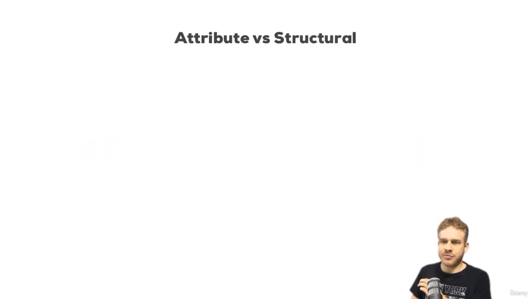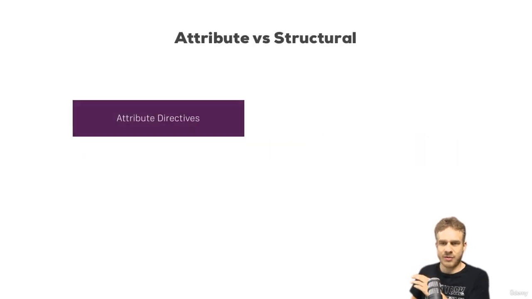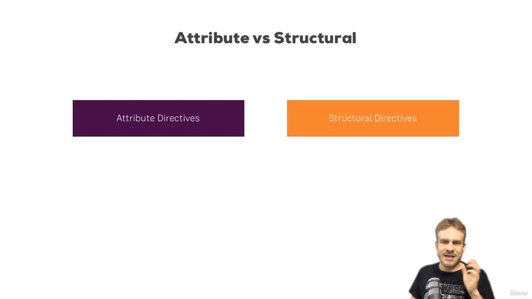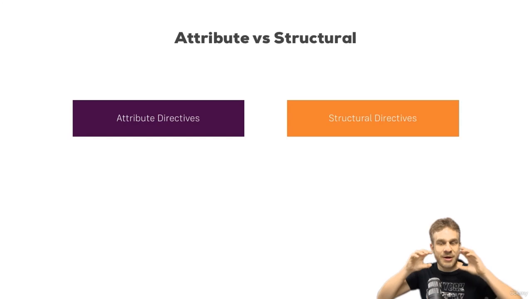Well, I already said it, right? We got attribute and structural directives. Attribute directives are called like this because they sit on elements just like attributes. And structural directives basically do the same, but they also change the structure of the DOM around this element. If you have ngIf on a paragraph, if that condition is false, this paragraph is removed from the DOM, so the overall view container is affected.